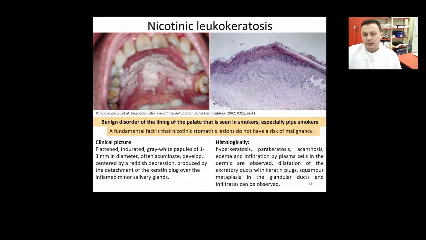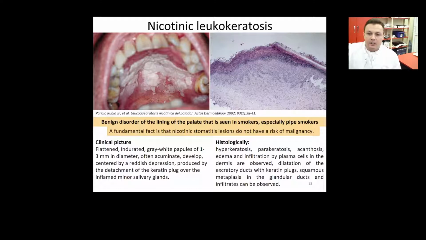Nicotinic stomatitis is also known as nicotinic leukokeratosis of the palate, or smokers' keratosis. Palate smokers' keratosis is a benign disorder of the lining of the palate that is seen in smokers, especially pipe smokers. The clinical picture is very characteristic, the result of diffuse hyperkeratosis of the palatine epithelium with chronic inflammation of the palatine glands. Flattened, indurated gray-white papules of 1 to 3 mm in diameter are produced by the detachment of the keratin plaque over the inflamed minor salivary glands.